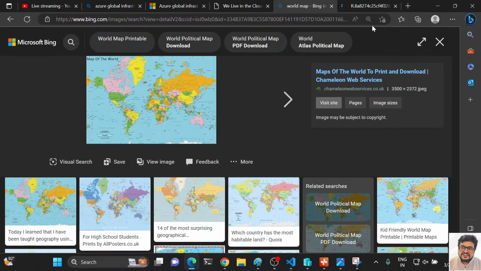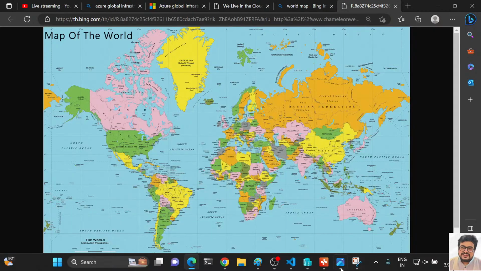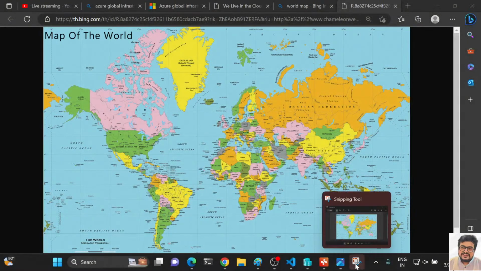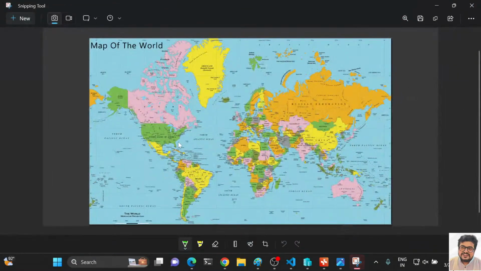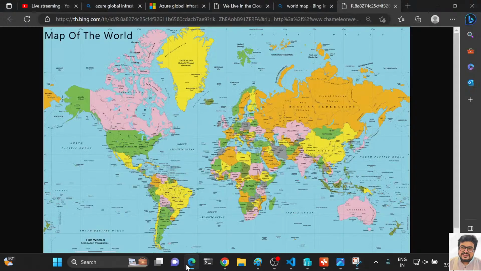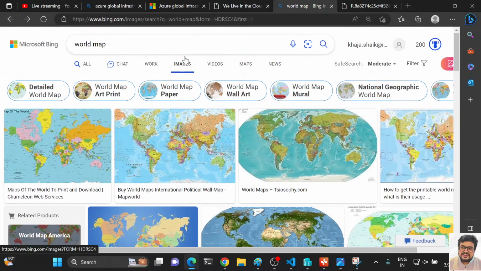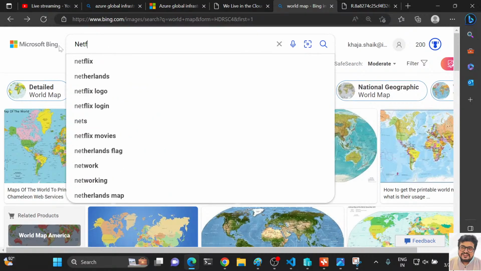Open image in new tab. Okay, right. Fine, sir. And now let us assume that you have your data center somewhere in US, somewhere over here. Okay, and you are basically running an OTT platform for some time. Let us assume that it is Netflix. By the way, Netflix doesn't use Azure, it uses AWS.